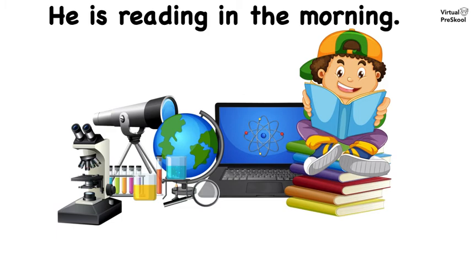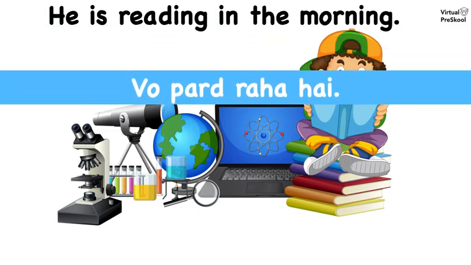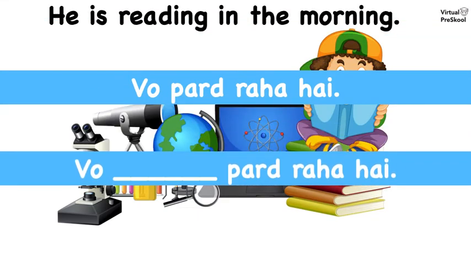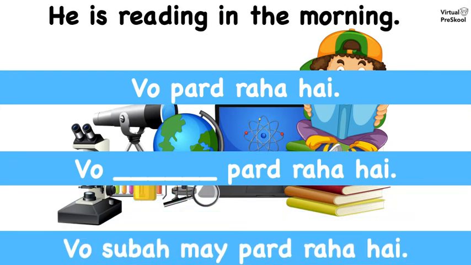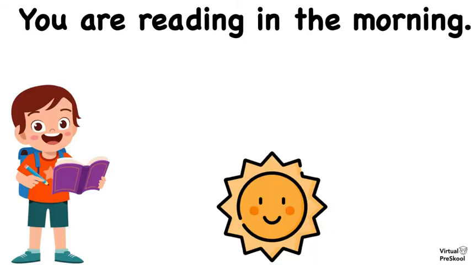He is reading in the morning. Conjugate first. So it would be वो पढ़ रहा है. In the morning is सुबह में. So put it together in the blank line and it becomes वो सुबह में पढ़ रहा है.